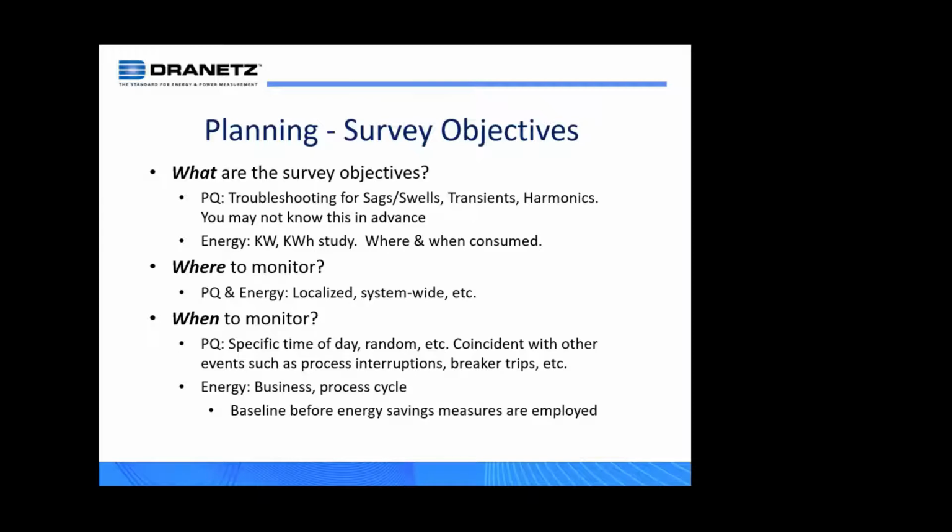And then, of course, for energy, it's usually all about usage: how much I'm using, where it's consumed, when it's consumed. Where to monitor? That question comes up quite a bit. Where do I actually place the instrumentation? Is it local? Is it system-wide, etc.? And then when to monitor. At specific times of the day. You want to coincide with the work cycle, for example. If I start at 8 a.m. and stop at 5 p.m., I want to monitor during the work cycle. That would be ideal. What we call the business process cycle.